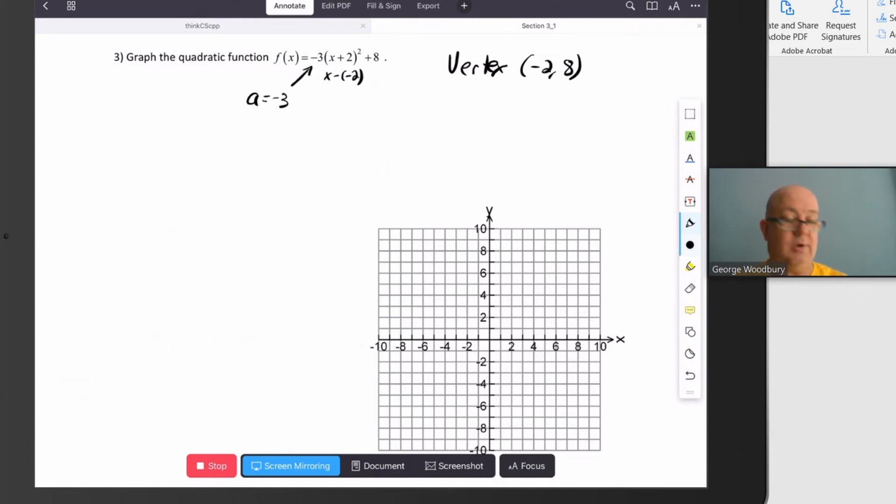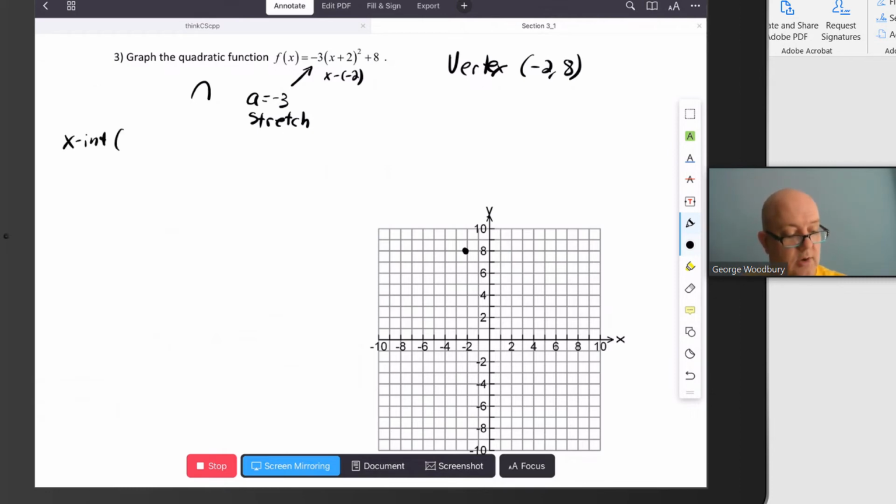A equals negative 3, and that tells me two things. First, the graph opens downward because A is negative, and then it's going to move downward a lot faster. That's a stretching factor of 3. So the points will drop 3 times as fast as they would have for negative x squared. Let's start with the vertex at (negative 2, 8). It opens downward from there, so I know that there have to be x-intercepts. So I'm going to look for those first.